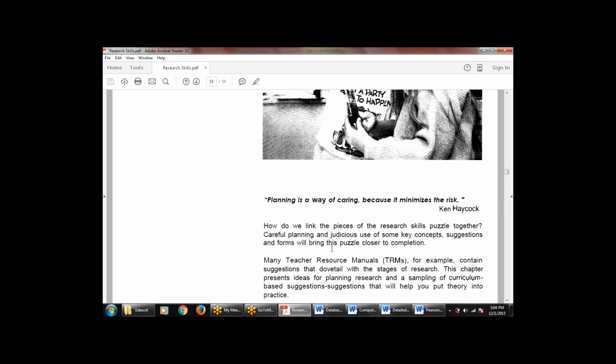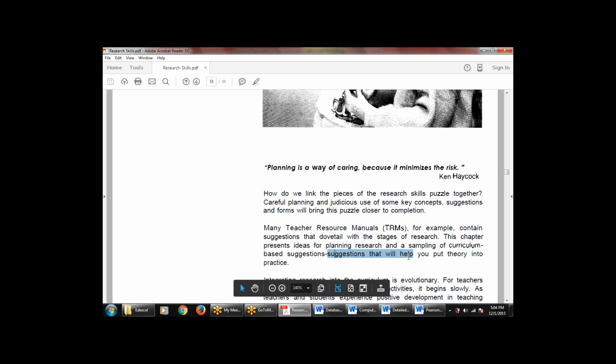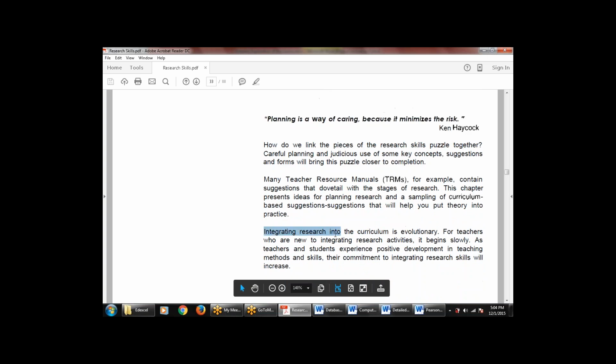So that is a sampling of curriculum-based suggestions that will help to put the theory into the practical part, right? Then integrating research into the curriculum is also evolutionary. Whenever we integrate research into various curricula, that is also an evolutionary part. For teachers who are new to integrating research activities, it begins slowly.